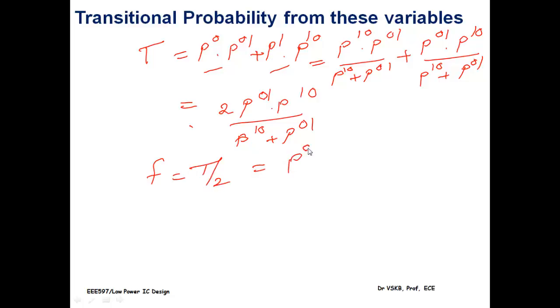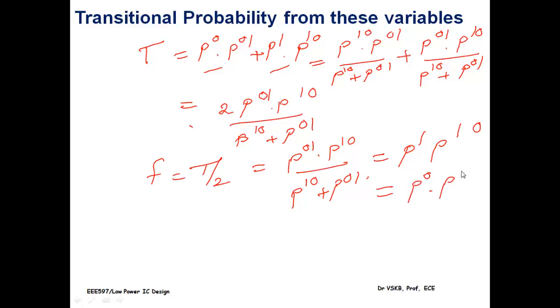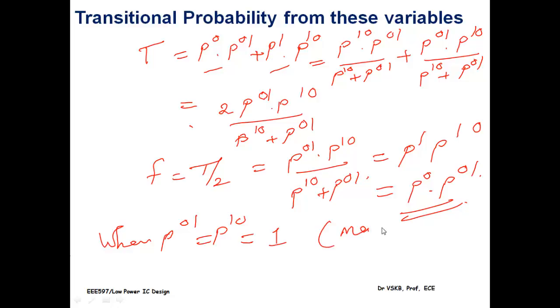Therefore, we know F is equal to T by 2. Therefore, P01, P10 divided by P10 plus P01 becomes the frequency, and this is nothing but from the previous substitution P1, P10, the same is equal to P0 times P0 to 1. And when we go for having P0, 1 is equal to P10, that is when it is 1, the maximum could be what? 0 to 1 sequence changing.